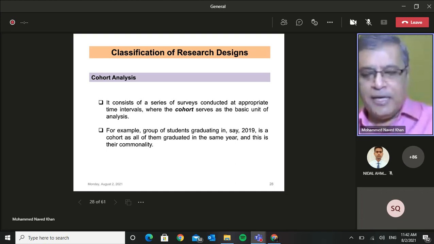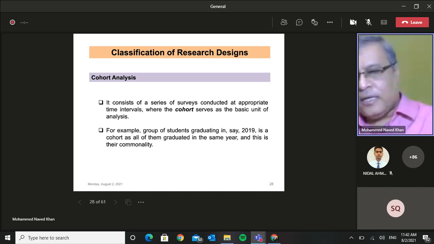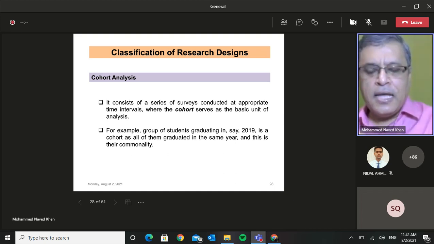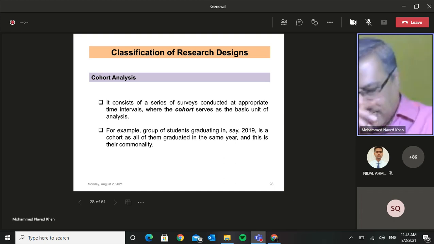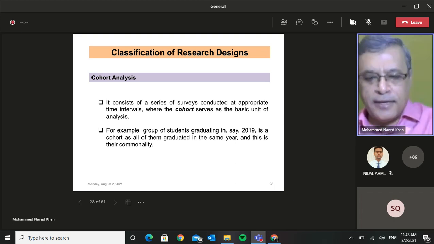And again, let me repeat that this is the basic difference. Though in case of longitudinal also we approach the sample at different points in time, the sample in case of longitudinal remains fixed. Whereas in this case, from that cohort we will draw a sample, generate data, and administer a questionnaire. Just as explained here, a group of students graduating in a given year will comprise a cohort for me, and this will be the commonality as far as that group is concerned, nothing else.